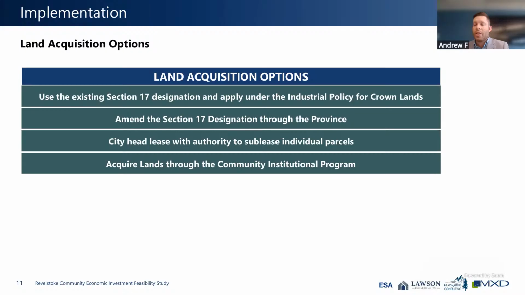So the land acquisition options, in terms of moving ahead with Section 17 and working with the province on this, there's various ways to go about doing it, and something that would require further exploration beyond this feasibility study, which is using the Section 17 designation applied under the industrial policy for Crown lands. The Section 17 designation could be amended through the province because right now it's designated as a technology park. So if it's not viewed technically as a technology park, it could be amended before negotiations. The city can conduct a head lease with authority to sublease individual parcels from the province, or the city could acquire lands through the community institutional program. So this would be to reach out to the local provincial office and to identify which of the paths would be the most optimal to move forward through for the city, but also for the province and how they would see fit as well.